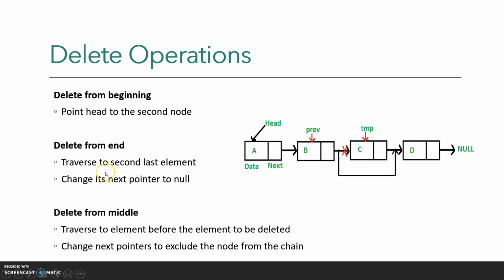Next is the delete operation. Just like insertion, we can delete from the beginning by pointing head to the second node. Then to delete an item from the end, we can just traverse to the second last element and change its next pointer to null. Then to delete items from the middle, we need to traverse to the element before the element to be deleted. Then change the next pointers to exclude the node from the chain.